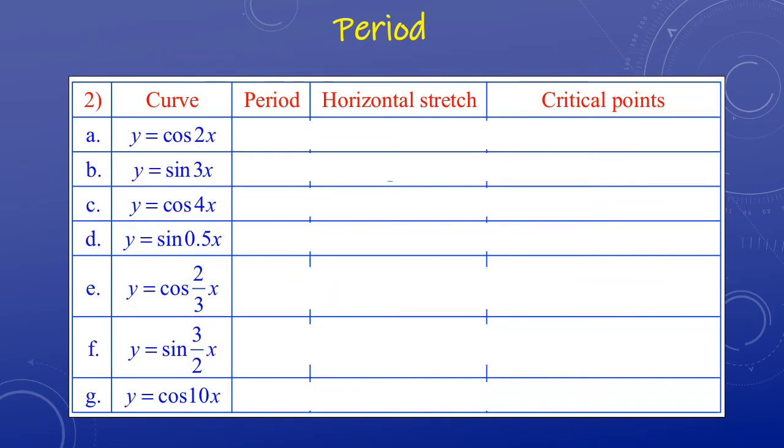In example 2, we have 7 different curves, and we would like to establish the period, determine the horizontal stretch, and also the critical points. In A, we have y is equal to cosine of 2x. The period, therefore, is 360 over 2, which is 180 degrees. Since this is less than 360 degrees, the curve is compressed. The critical points will be 0 degrees and 180 degrees, 90 degrees in the middle, 45 degrees in the middle, and then 135 degrees in the middle.